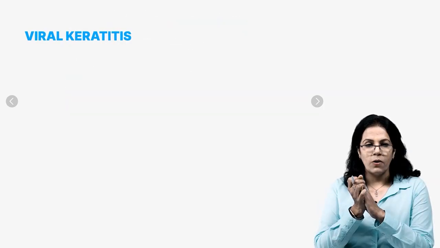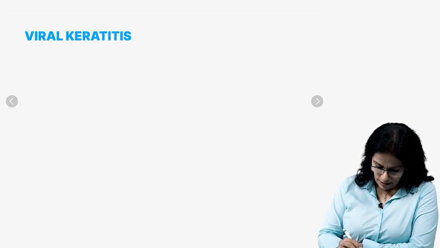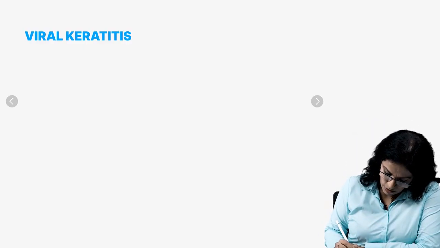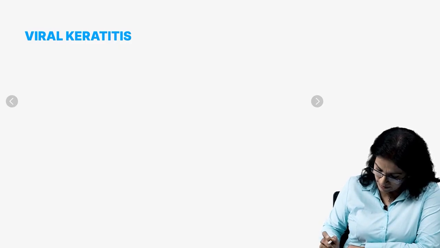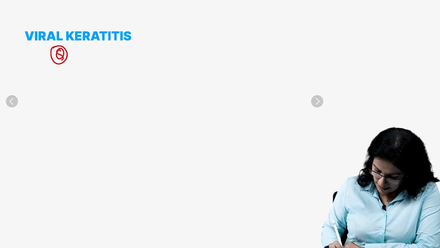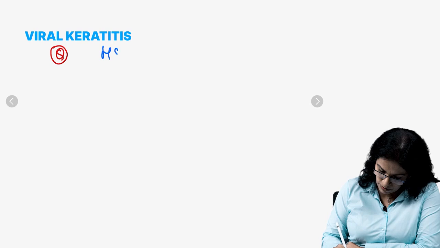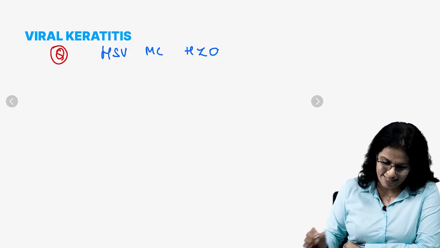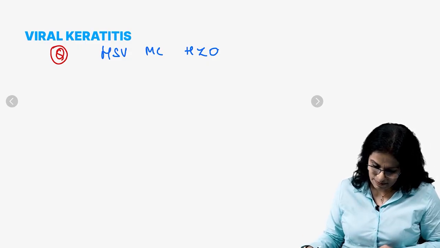Correct? Okay, so the next heading is viral keratitis. Which virus? Of course, when you're talking about a corneal infection, we are talking about herpes, isn't it? So the first question is, which is more common, herpes simplex or zoster? What will you answer? It is the simplex which is more common than herpes zoster ophthalmicus, right?